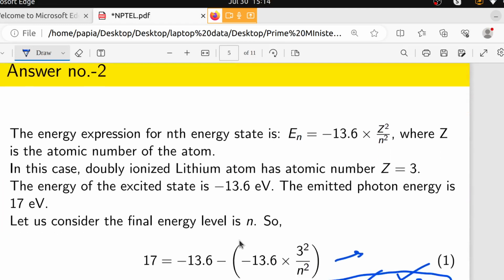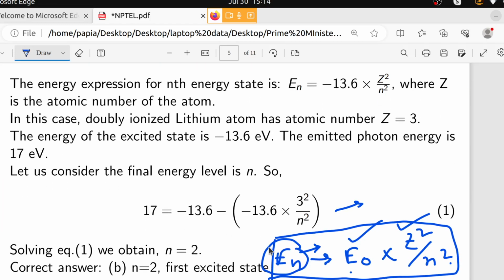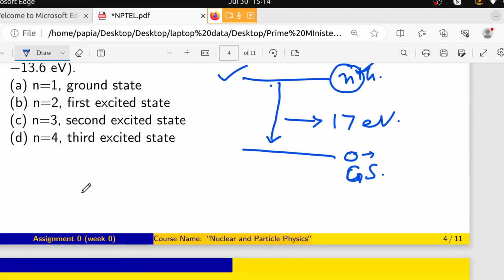So this is question number 2, and it is a very simple expression: En equals E0 into Z square by n square. This is E0 and then Z square by n square. If I put the values of E0 and Z, the 17 is not exactly En, it is delta En. So if I put the delta En value and subtract that from minus 13.6, then it will give us n equals 2. So the correct answer will be B, that is n equals 2, first excited state.